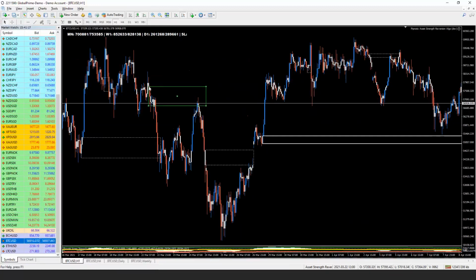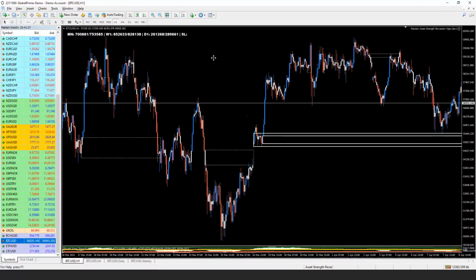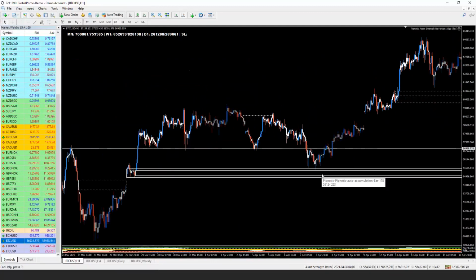So we move this down here. Okay, so this is what we have. This is the one that did it. This is where price came through. So this is that area that we saw on the other chart, on the 4-hour chart. And here we have the buy zone.